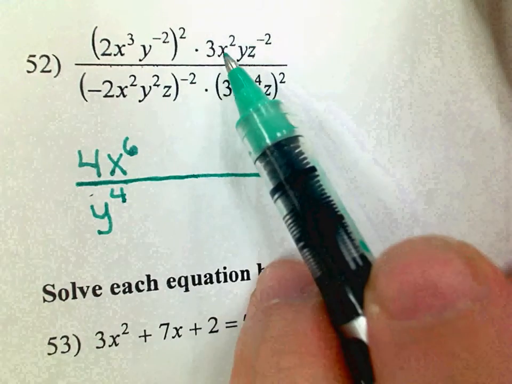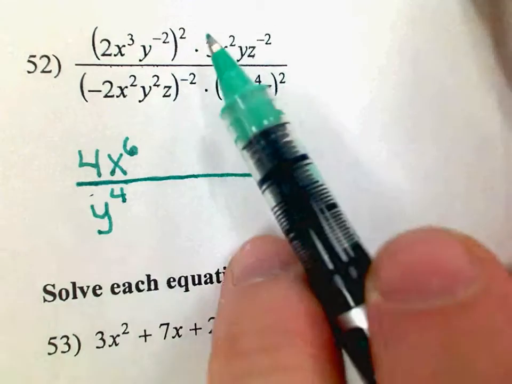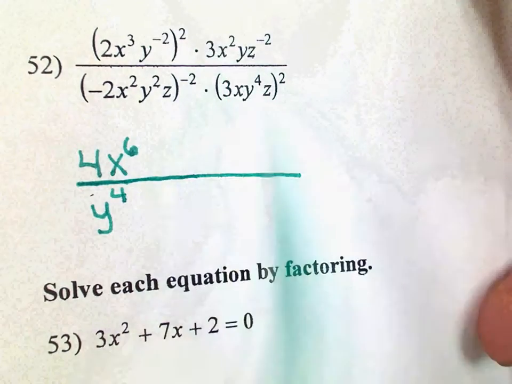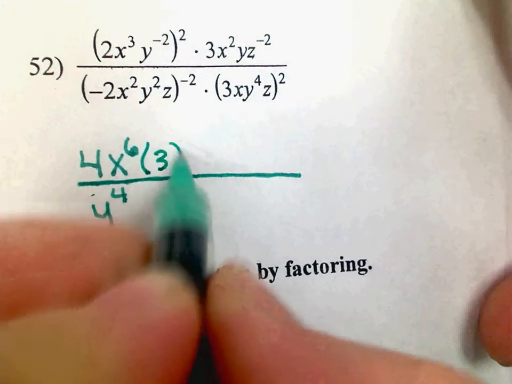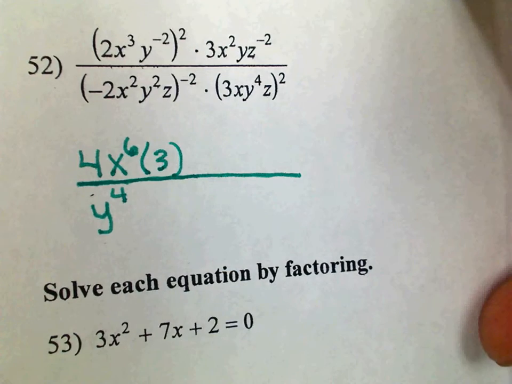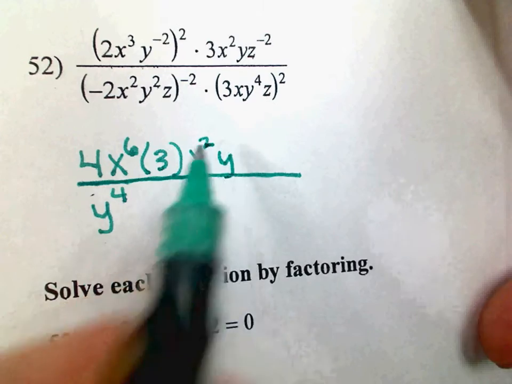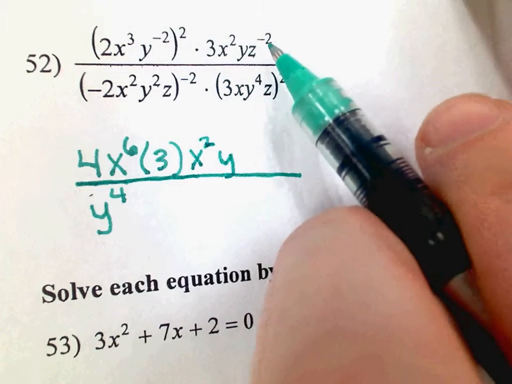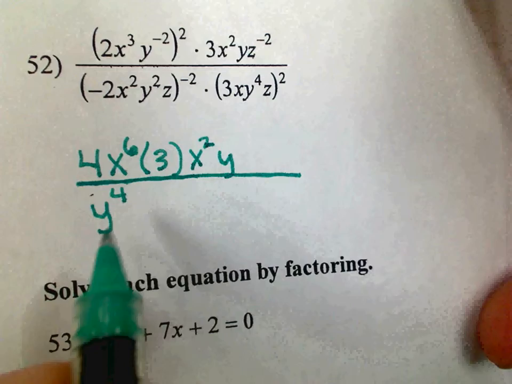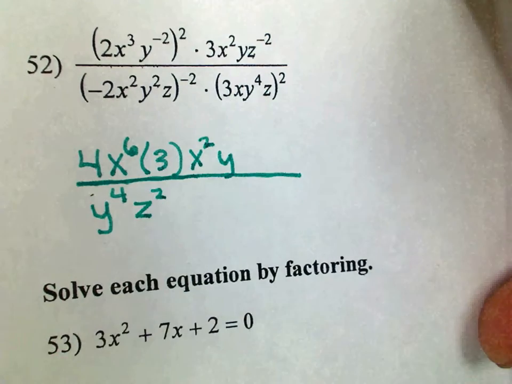Now I don't have any parentheses here, so I'm just going to drop these down, and if they're negative, I'm going to move them. So the 3 is just 3 to the first power, it's just 3. X squared is positive, y is positive. Z to the negative 2 needs to move. So z to the negative second power needs to come down here, be z squared.